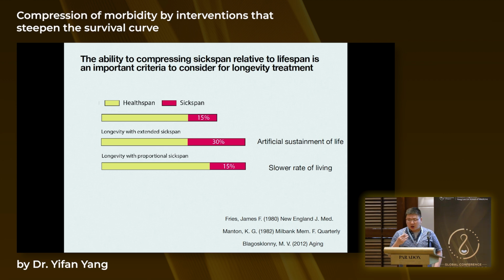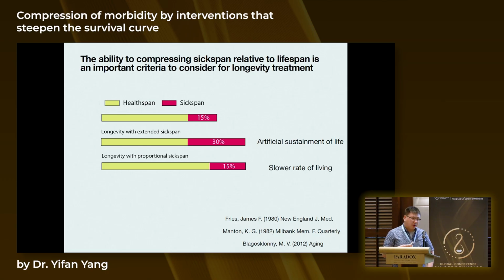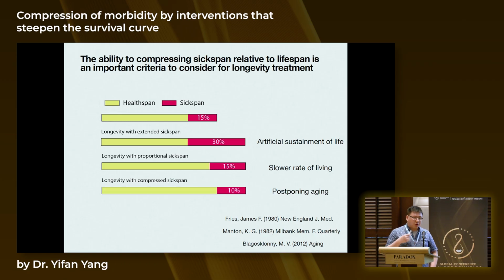An alternative scenario is we are able to have a hypothetical treatment that slows the rate of living. And here we'll get a proportional increase in healthspan and in sick-span, so that's better. But what's even better is if you can find a treatment that increases lifespan and all the years you gain are in healthspan. And proportionally speaking, you compress the sick-span. In fact, this was proposed by James Fries and Kenneth Manton in the 1980s to be the optimal trajectory of aging.